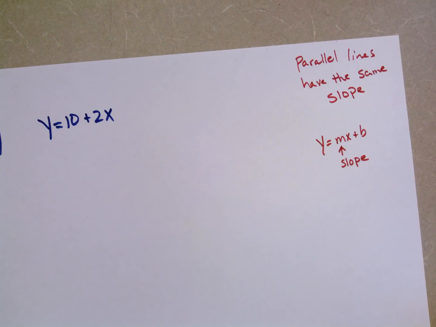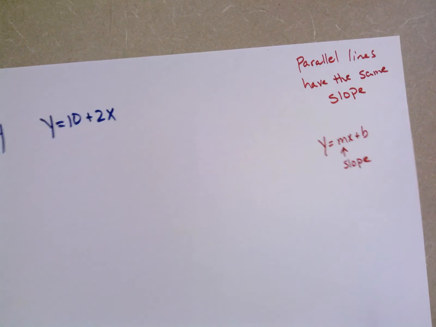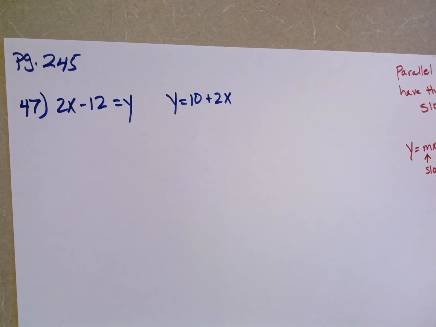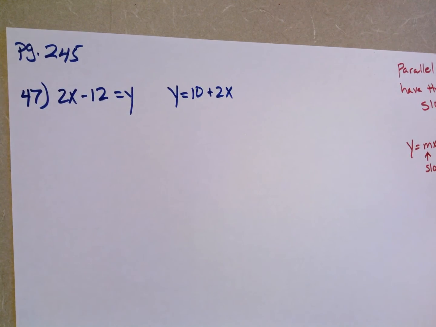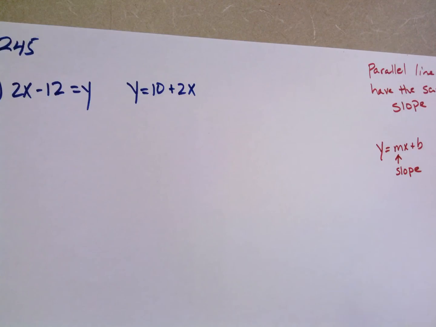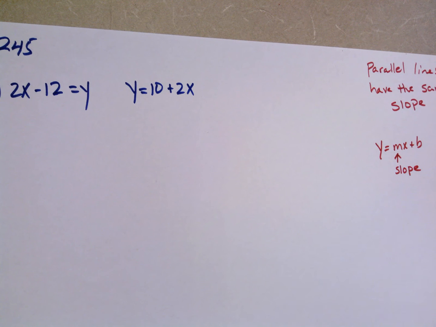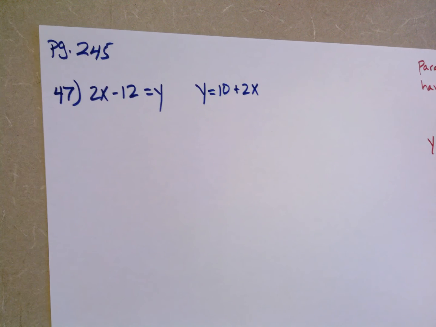Now we have to remember that parallel lines have the same slope. So if we're looking at parallel lines, we basically just have to determine if the lines have the same slope. And we know from slope-intercept form, y equals mx plus b, that the coefficient of x, in this case m, is the slope. So the easiest way to determine if two lines have the same slope is by looking at their equations, putting them in slope-intercept form, and seeing if m is the same. If they are, then they are parallel.